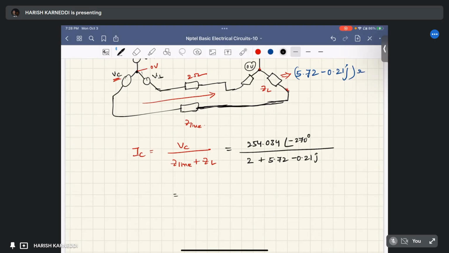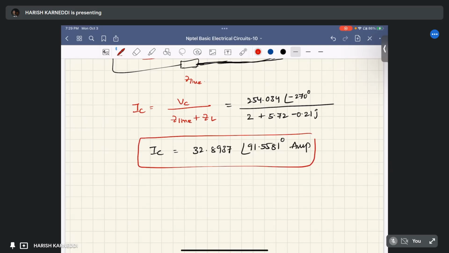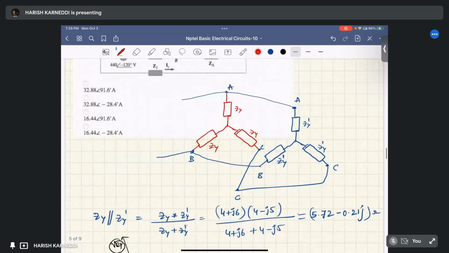So 254.034 at an angle of minus 270 degrees, divided by 2 plus 5.72 minus j0.21, which is equal to 32.8937 at an angle of 91.5581, and this is IC, which is 32.89 at an angle of 91.6. This is option A.